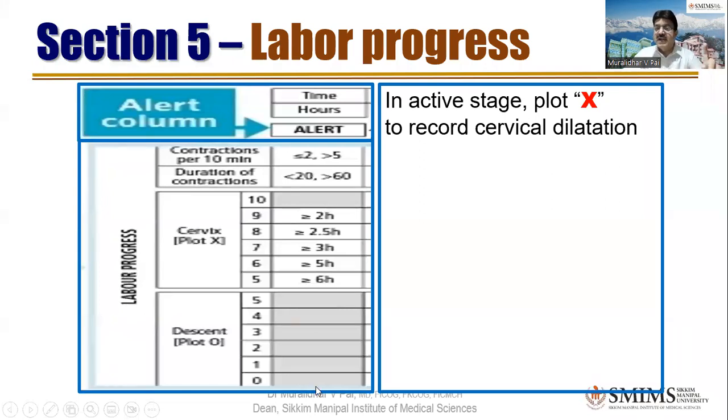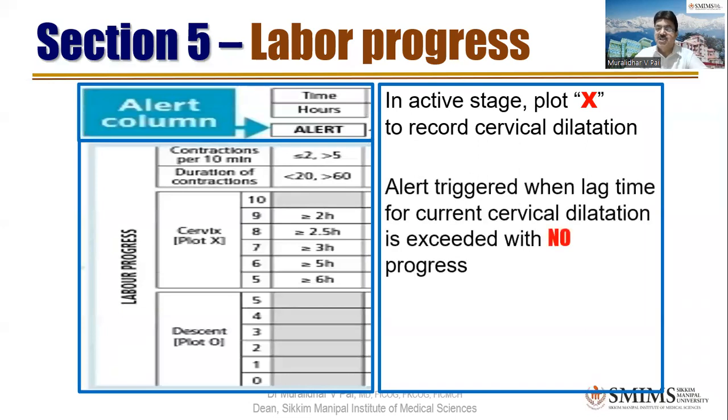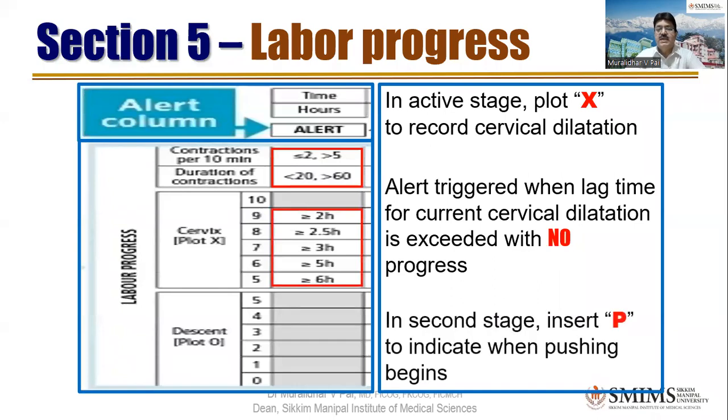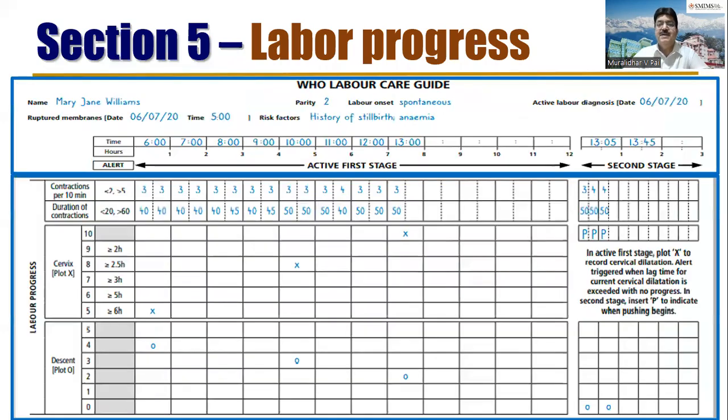In active stage, plot X to record cervical dilatation. Alert triggered when lag time for current cervical dilatation is exceeded with no progress. And of course, this is how we plot it. The second stage, insert P to indicate when pushing begins. Okay, so let us go back to our patient. Now, let's say at 6 o'clock, she was 5 centimeters. I can't wait more than 6 hours. It is already written in the LCG.